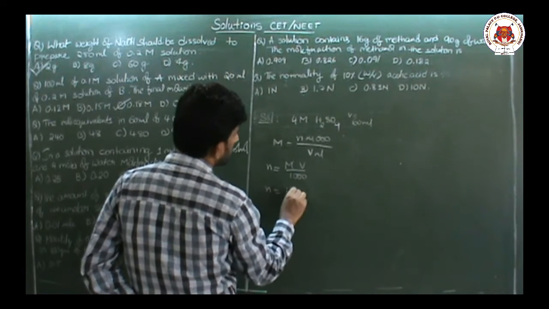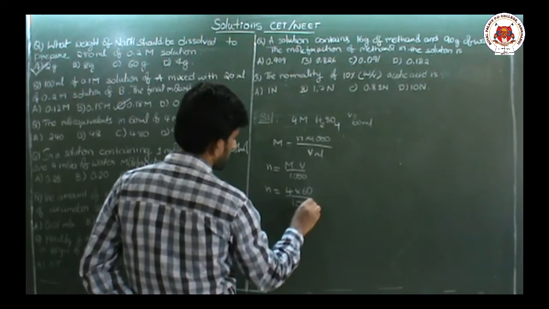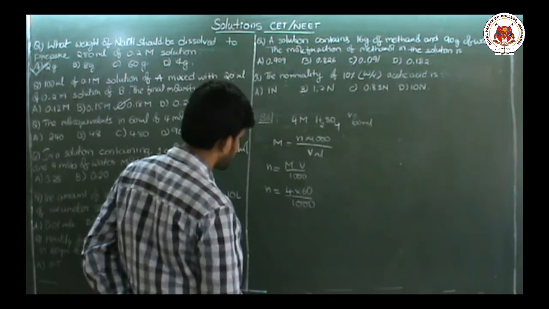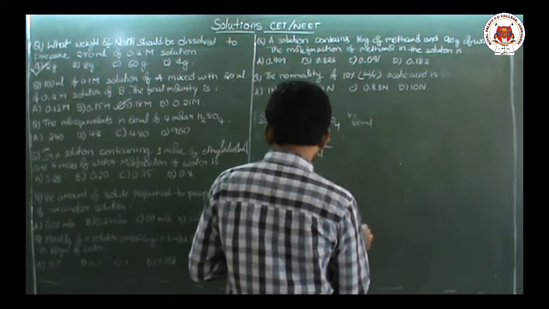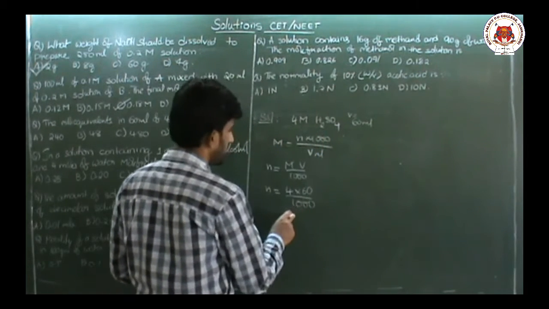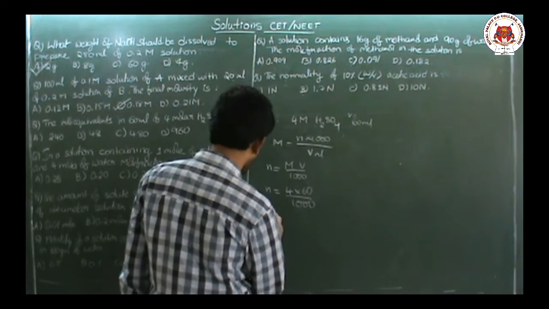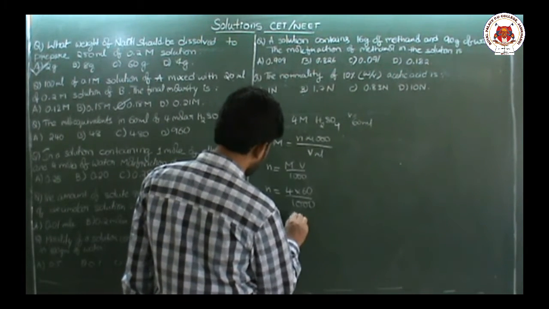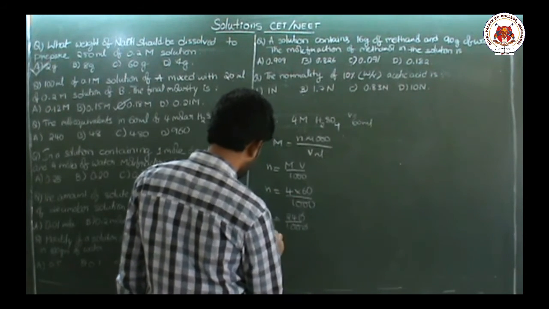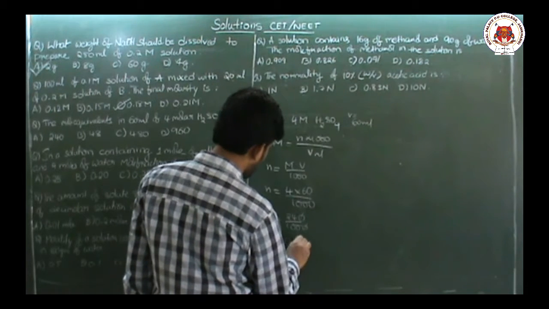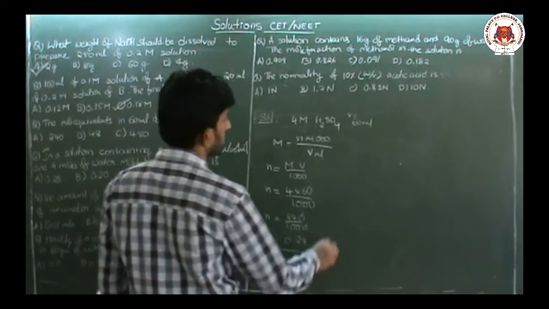Then n is equal to 4 into 60 divided by 1000. That means 4 into 60 divided by 1000 is 240 divided by 1000. Divided by 1000 means the zeros get cancelled. So number of moles is 0.24 moles.